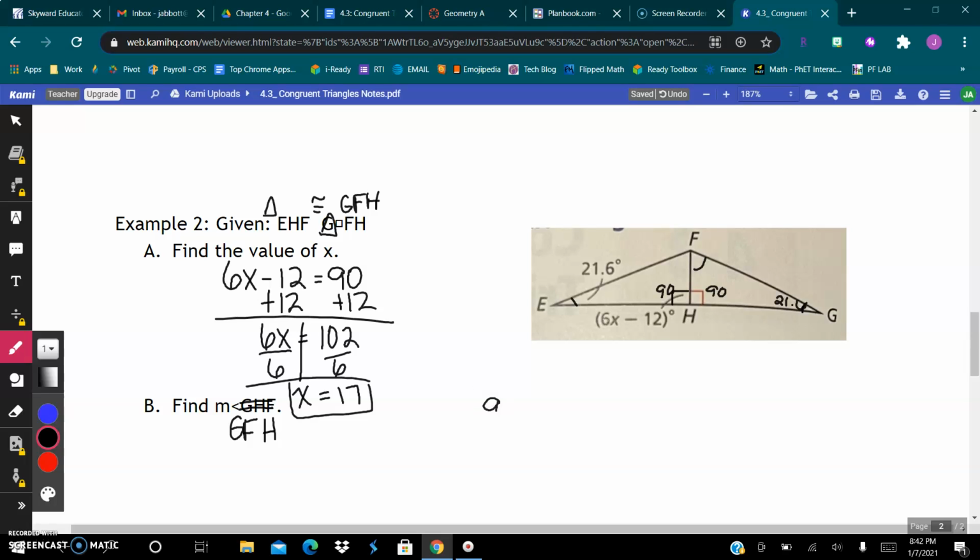So we can add 90 and the 21.6 together. We get 111.6. And we know that 3 angles in a triangle add up to 180. So we are going to subtract. I have to do some borrowing. So I get 68.4 for that angle.